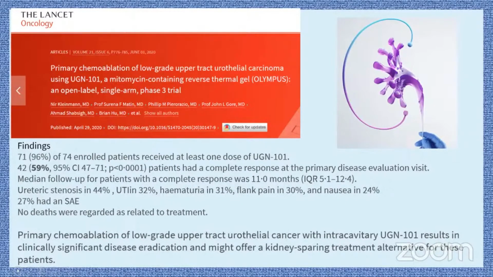We have a documented study from the Lancet which shows that primary chemoablation of low grade urothelial carcinoma using UGN 101, a mitomycin containing drug in a thermal gel, is also responsible for the prevention of local recurrence when the patient's tumor is low grade and locally related.